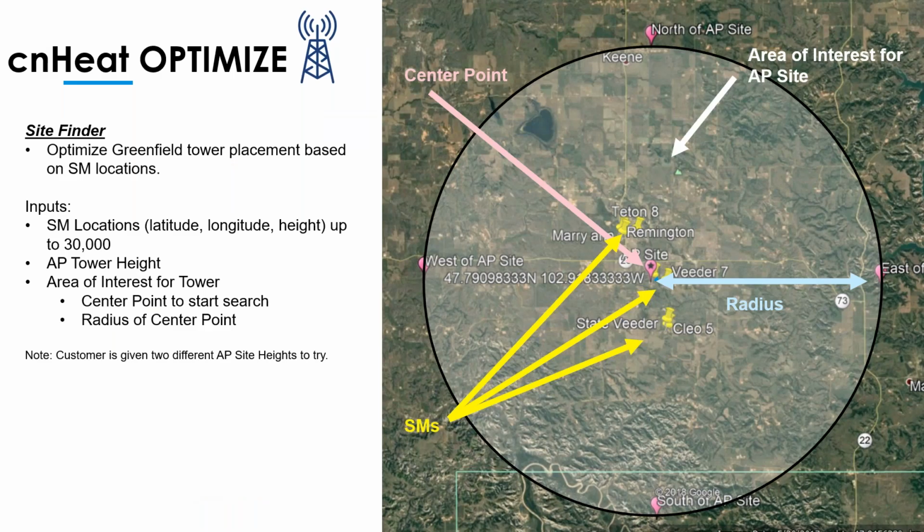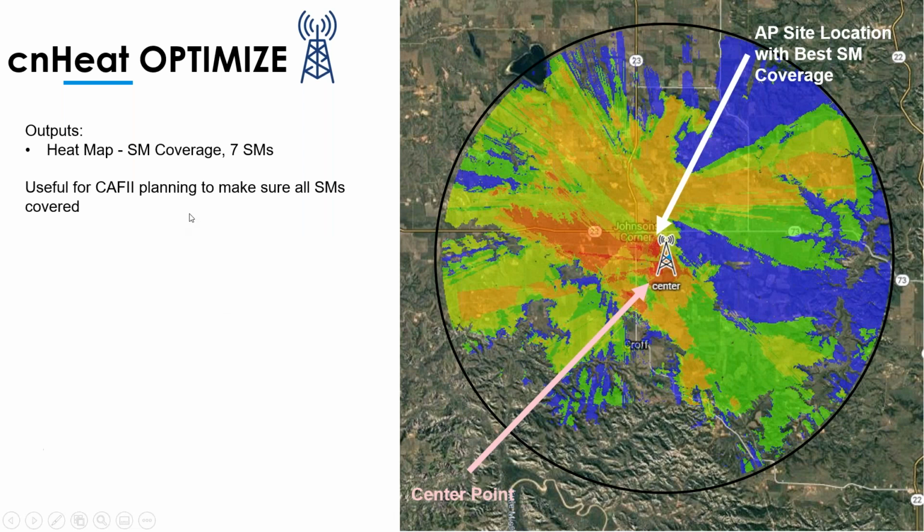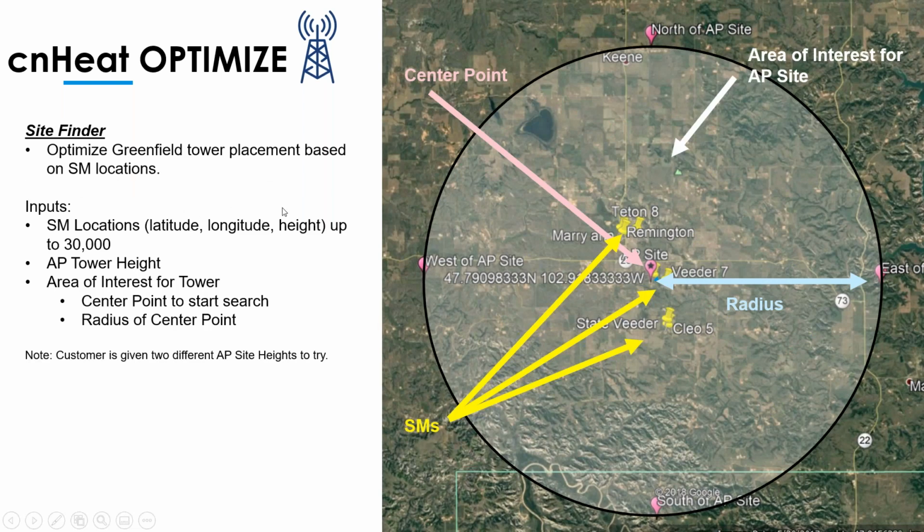The second feature we have came out recently, and it's called cnHeat Optimize. So let's say you want to do greenfield site planning and you don't know where to put your tower. Well, we can help you. So what we do is we get input from you of all the SM locations you want coverage at. You provide us the latitude, the longitude, and the height. And you can give us up to 30,000 of these locations.